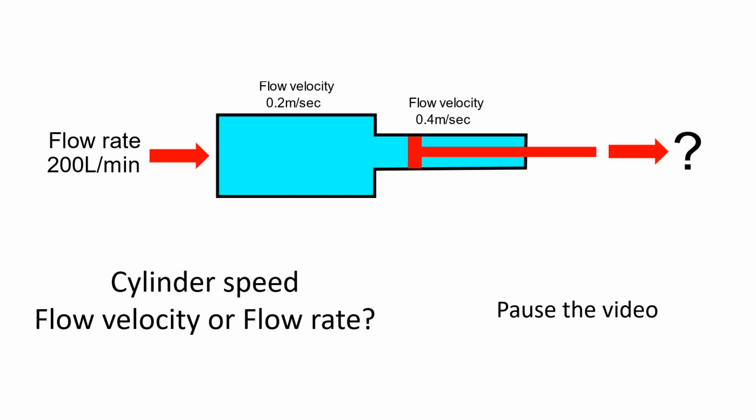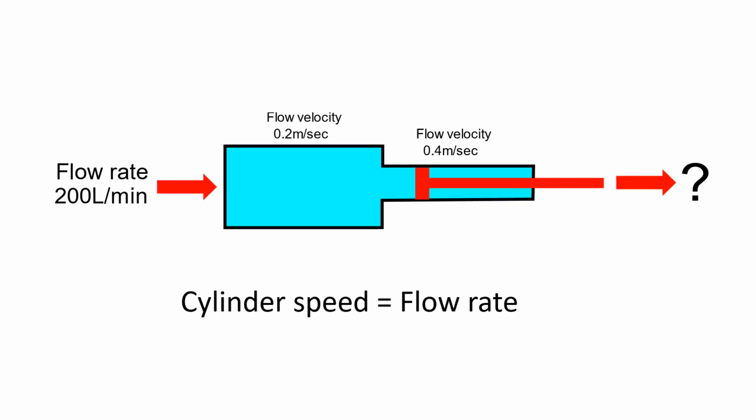Let's check your comprehension. What's determining the speed of the piston rod at the end of the fluid conductor? Is it the flow velocity or the flow rate? Pause the video now and have a think about it. If you selected flow rate for cylinder speed, you'd be correct.